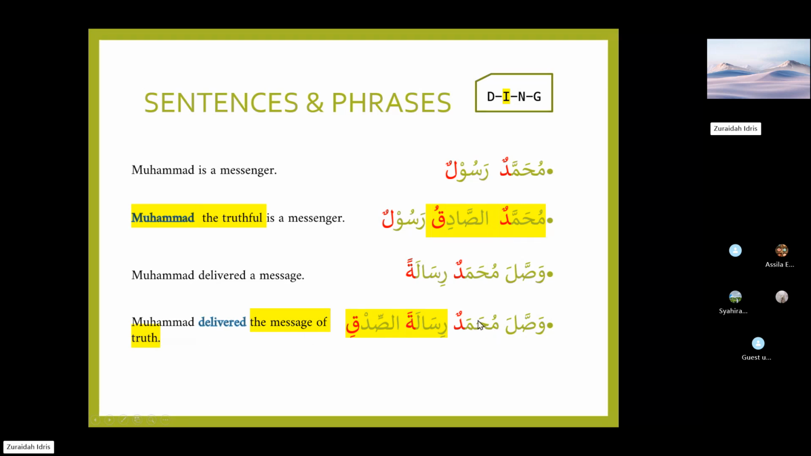Okay. Now, this particular sentence becomes like this. Muhammad delivered. Still the same person doing this, still the same action. But now I added a bit more description of the message. I said the message of truth. Okay. Now, what I have highlighted in yellow is what we call phrases. And what's a phrase? A phrase is a group of words that replaces a noun. So Muhammadun now has been replaced by this phrase, and Risalatan has been replaced by this phrase. Okay, got that so far?